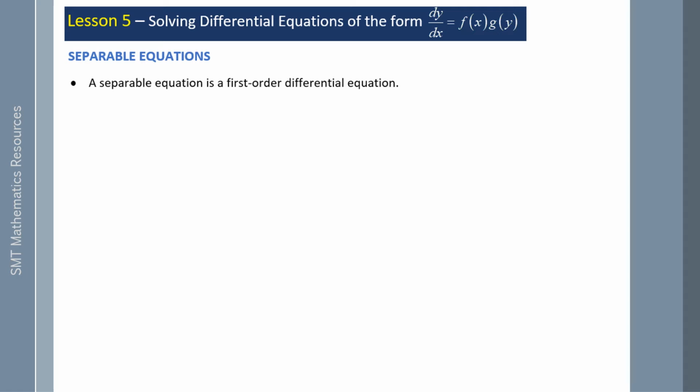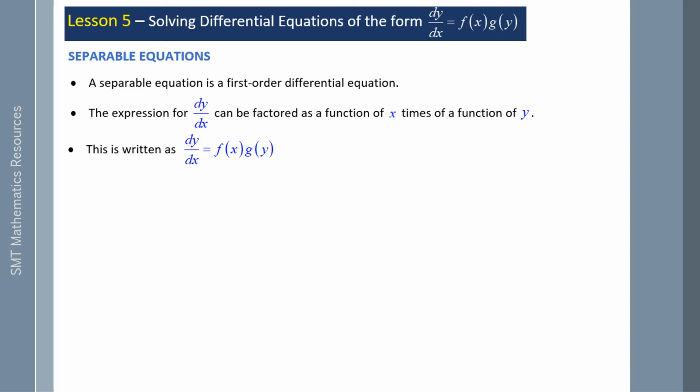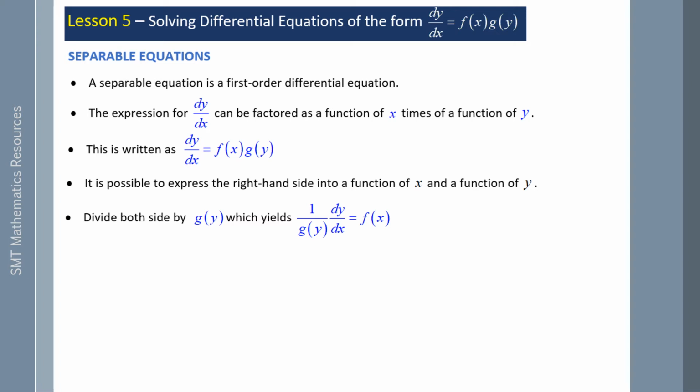Separable equations. A separable equation is a first-order differential equation where the expression for dy/dx can be factored as a function of x times a function of y. This is written as dy/dx equals f(x) multiplied by g(y). It is possible to express the right-hand side as a function of x and a function of y. So if we divide both sides by g(y), it will yield the following. So we have 1 over g(y), dy/dx equals f(x).